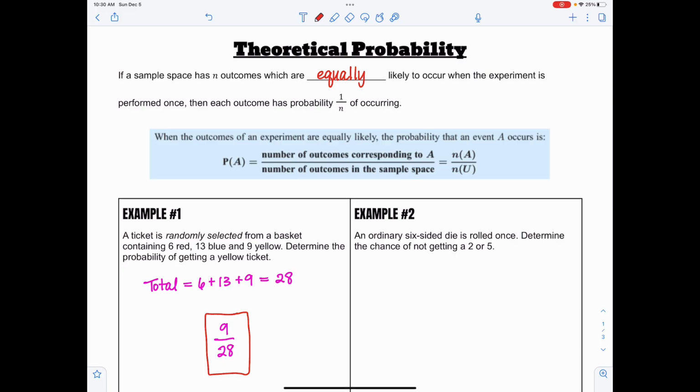Example number 2, it says an ordinary 6-sided die is rolled one time. Determine the chance of not getting a 2 or 5. So basically, you want to roll any number on that 6-sided die except for a 2 and a 5. So that means there are 4 other sides that you can roll. So that is going to be 4 out of 6, or if you want to reduce it, it's going to reduce to 2 over 3.